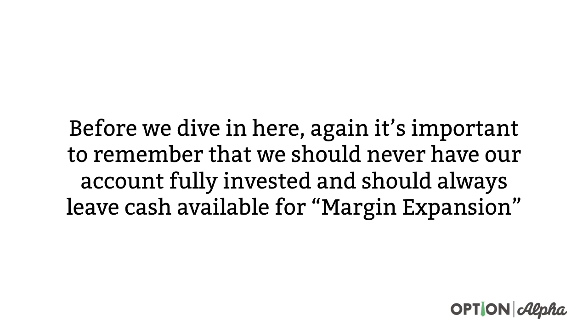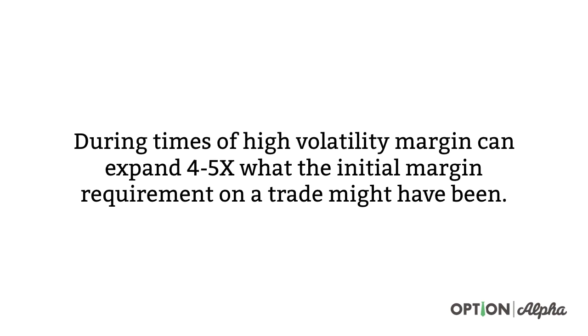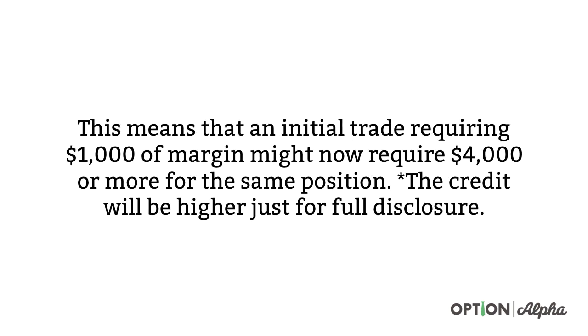We talk about this a lot in this course, and that's leaving somewhere between 40 and 50% of your account in cash so that you always have money available to make adjustments, enter new trades, or even just handle the impact of margin expansion. During times of high implied volatility, the market margin can expand 4 to 5 times what the initial margin requirement on a trade might have been. So an initial trade requiring $1,000 of margin might now require $4,000 or more for the same position. This can happen literally overnight as the markets get more volatile.